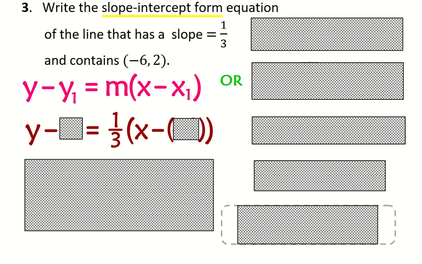So, obviously 1/3 goes in for m, the -6 goes in for x sub 1, the 2 goes in for y sub 1, and nothing goes in for x and y, because linear equations have to have an x variable and a y variable. So this x stays x, this y stays y. So notice how I'm keeping track of my negatives. There's a minus sign here already built into the formula, and x1 itself is -6.